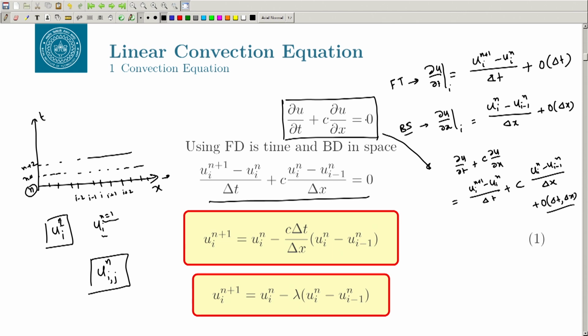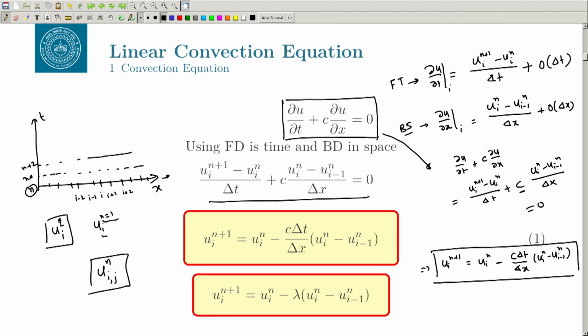So, if you put this equal to 0, as the approximation, you can rearrange it. So, this will become u_i^{n+1} equals u_i^n, and then you take the rest to the right hand side. That will become negative, minus c delta t by delta x, (u_i^n minus u_{i-1}^n). So, why did I write it in this form?